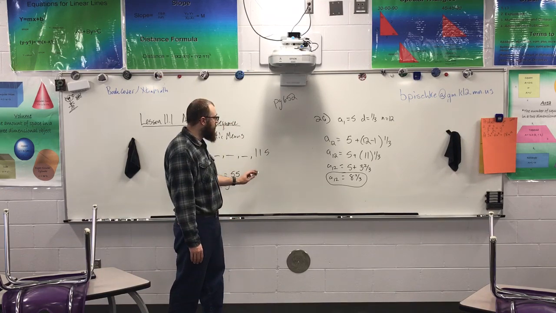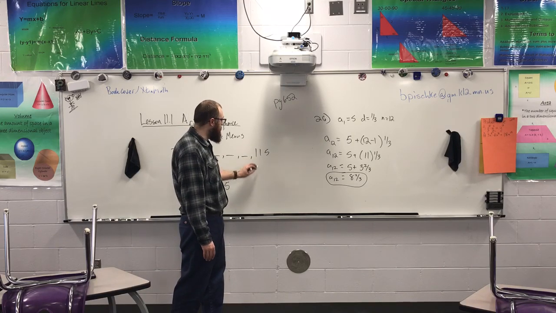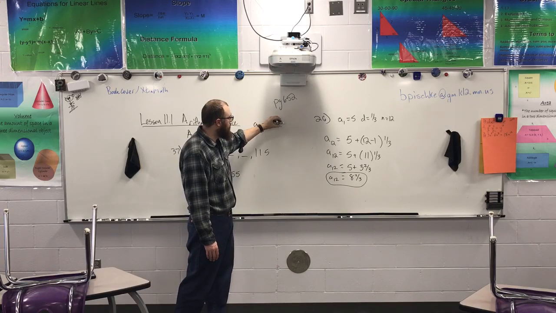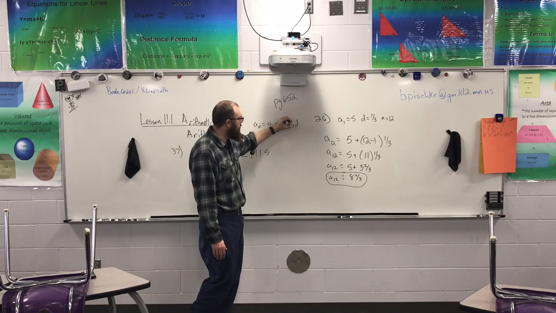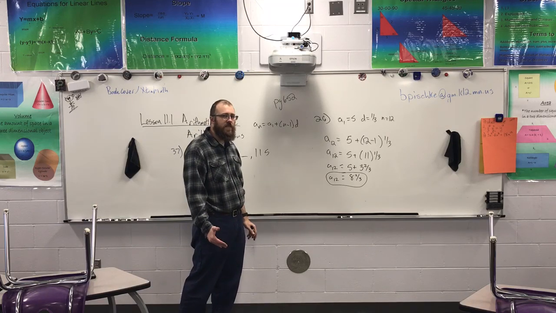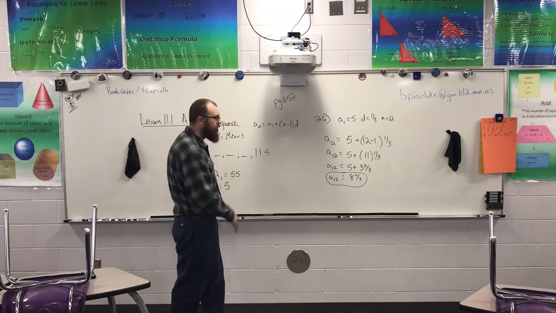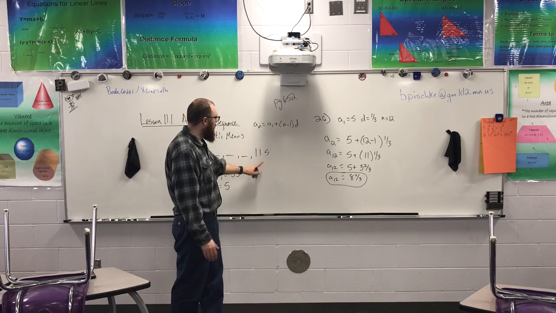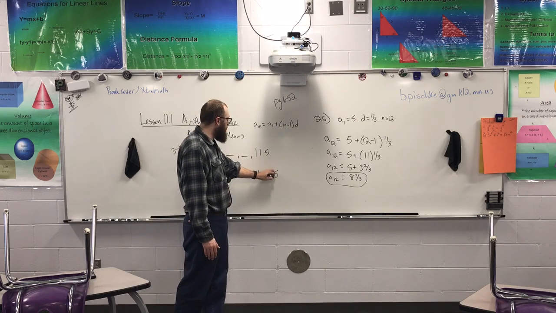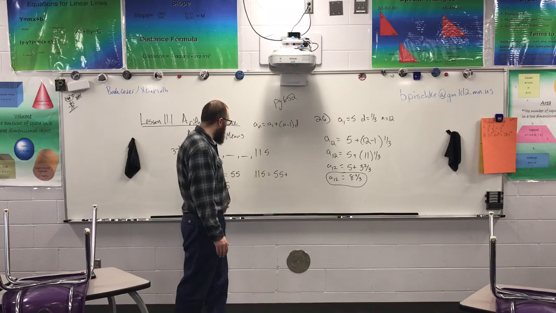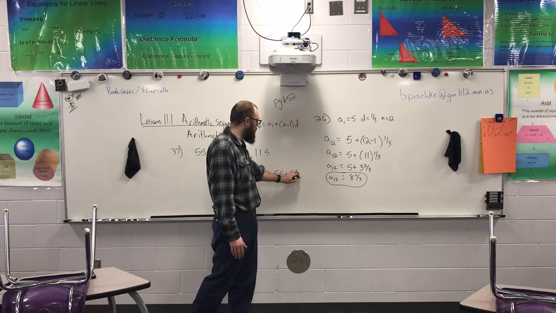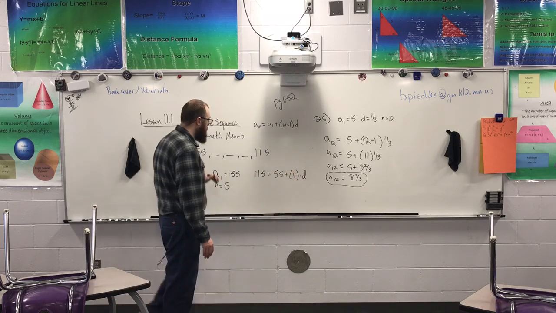So I'm going to come in and use my formula to my advantage. AN equals A1 plus n minus 1 times D. D is really the X factor here. Once I can find D, then I can put together all of my means. AN is 115. A1 is 55. N is 5. 5 minus 1 is 4 times D.